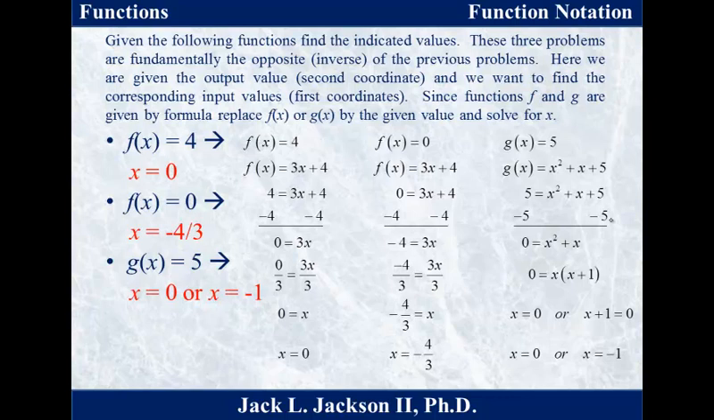So in this case, that says x equals 0 or x plus 1 equals 0. And of course that means on the right hand that x equals negative 1, excuse me. So if x equals 0 or x equals -1, then that would make g of x be equal to 5. And so we get two solutions. So we said g of x equals 5 implies either x equals 0 or x equals -1.